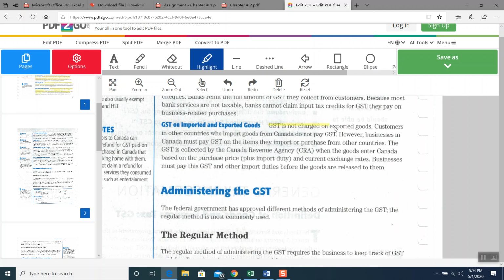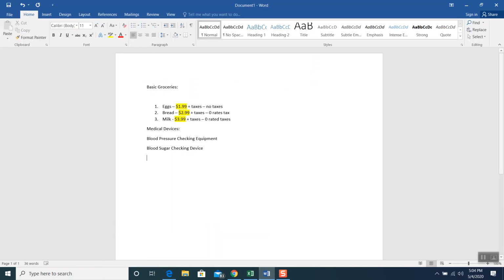GST is not charged on exported goods. Simple and easy. Next one, customers in other countries who import goods from Canada do not pay GST. However, the businesses in Canada must pay GST on the items they import or purchase from the countries. So basically what you have to write is this.